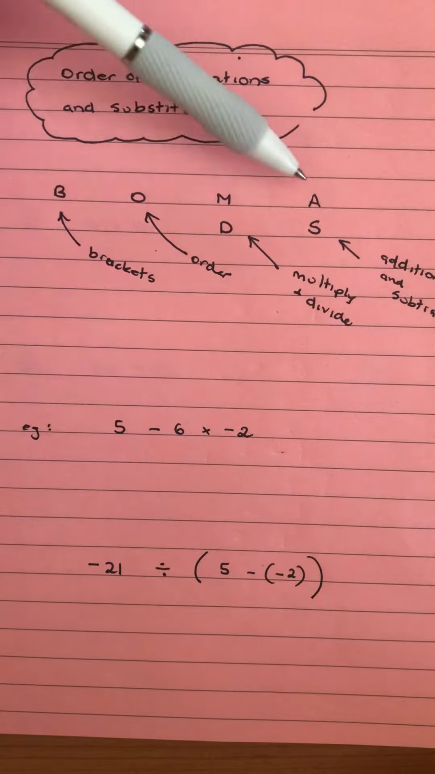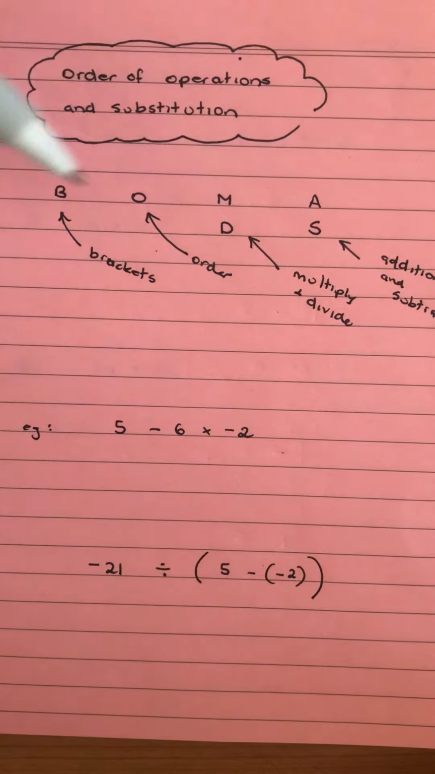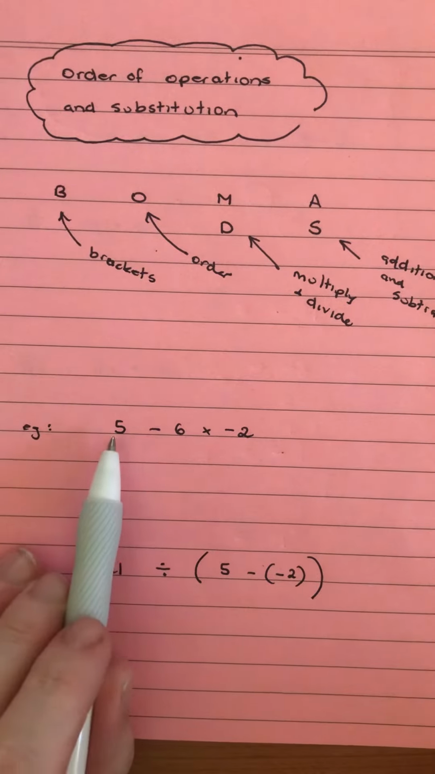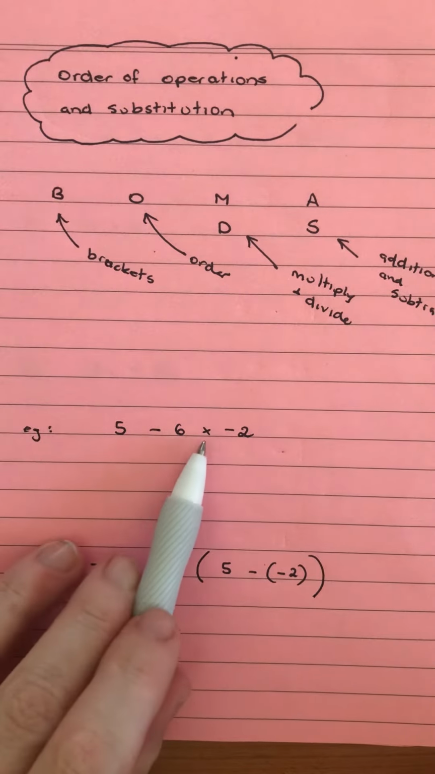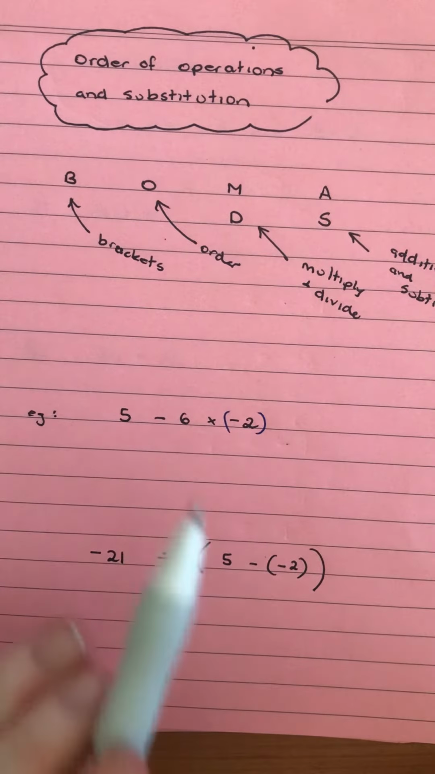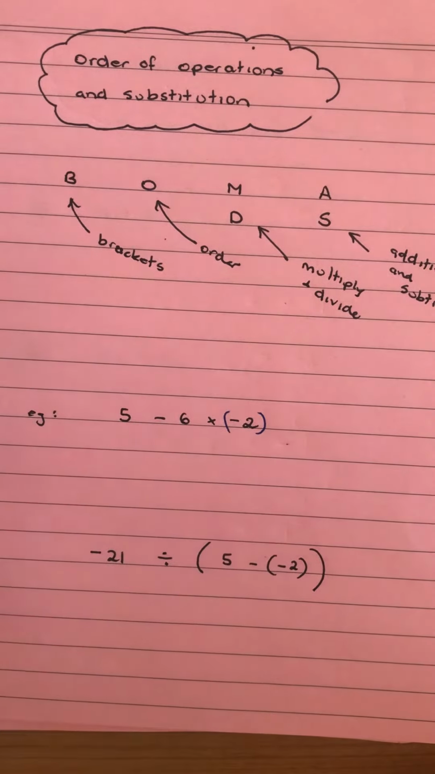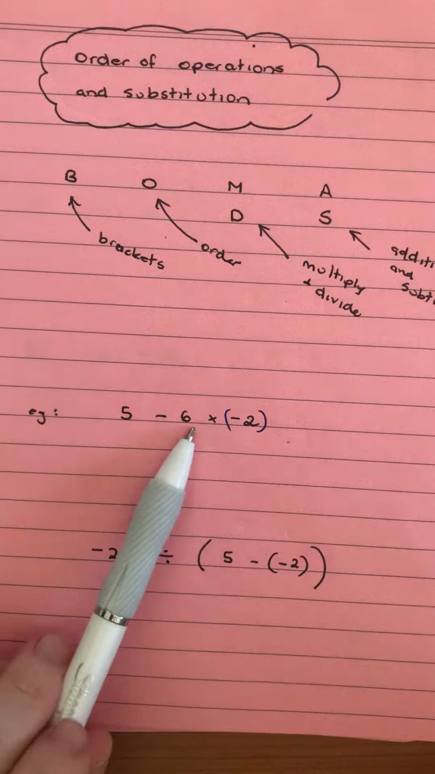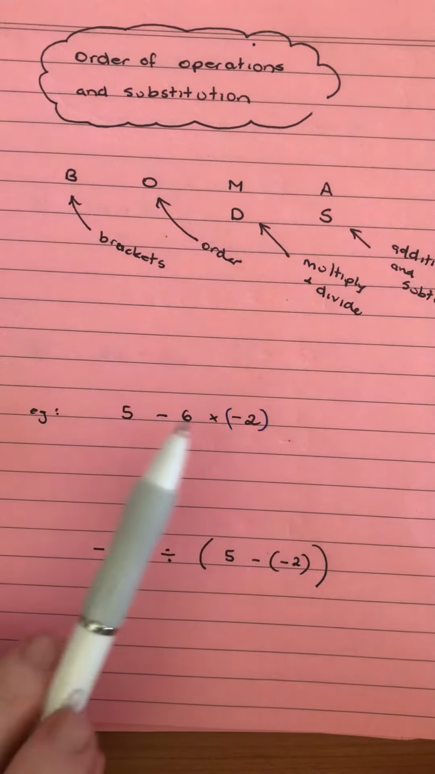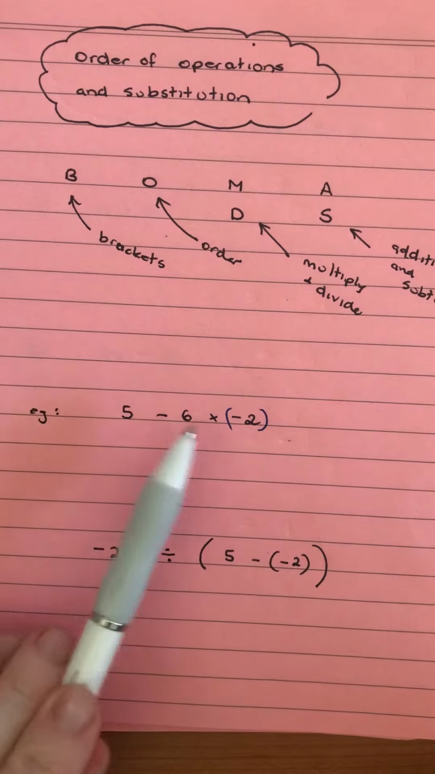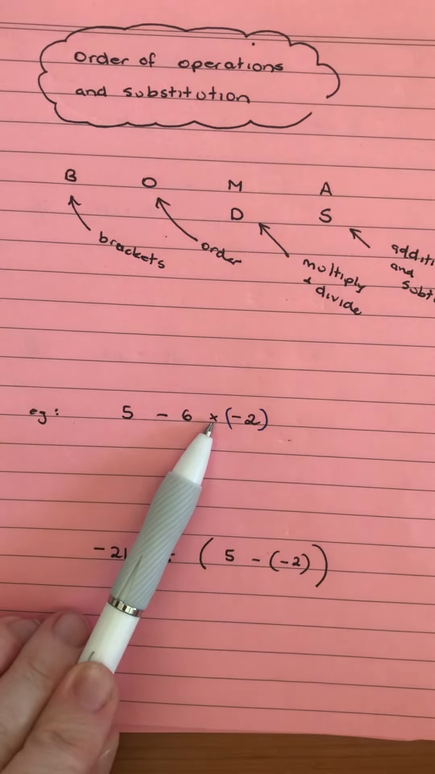So if you've got an addition and a subtraction, you'll look at which one appears first as you go from left to right. Here we've got 5 take away 6, and we're multiplying that by -2. This is where the brackets come in handy, so you know that it's a negative rather than a takeaway. So when we're looking at our order, we've got our 3 numbers there, we've got a subtraction, and we've got a multiply. So we're going to do the multiply first.